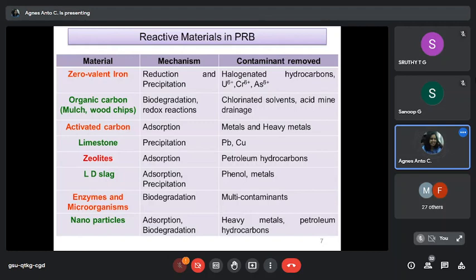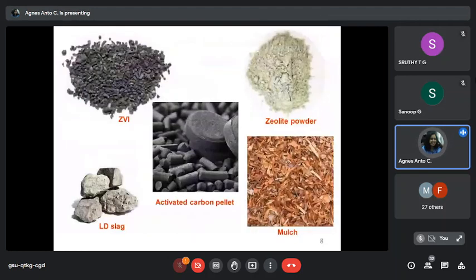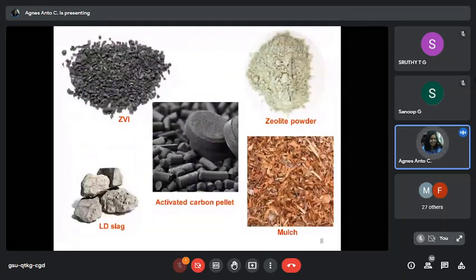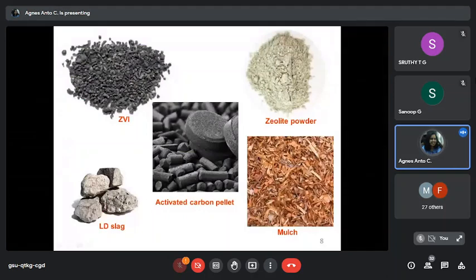material. Now I've just included a few images: zero valent iron is seen here, then zeolite powder, mulch, LD slag. LD slag is available as fine grain as well as coarse grain. This is a picture of a coarse grain LD slag. And activated carbon in the form of pellets. You can use it as granulated activated carbon, or you can even pelletize it.